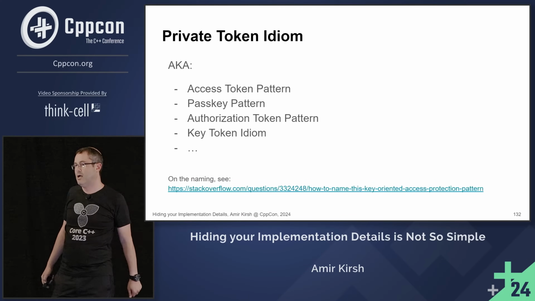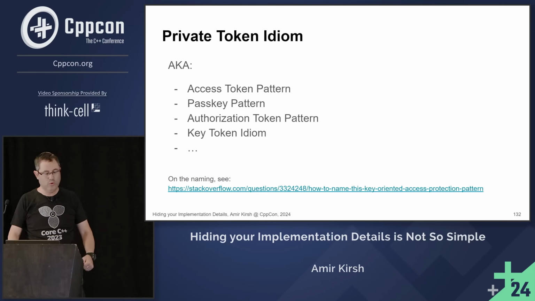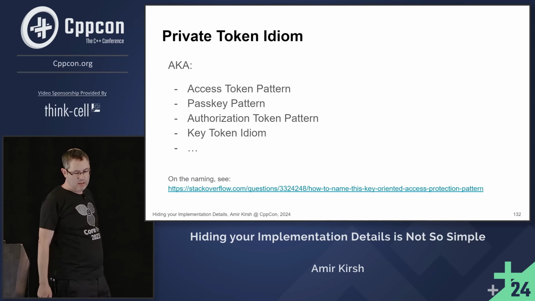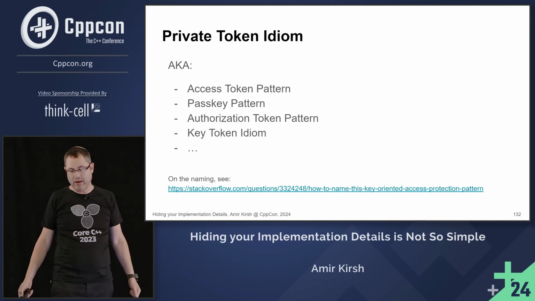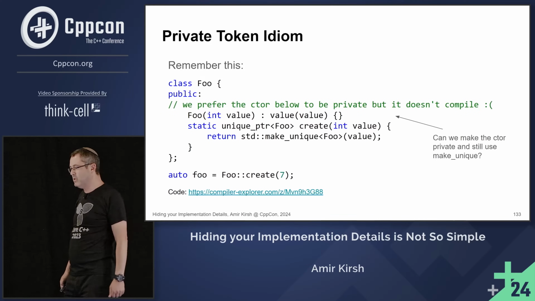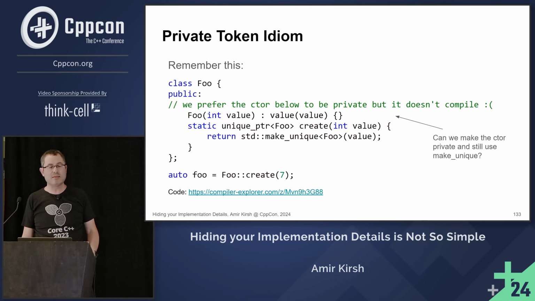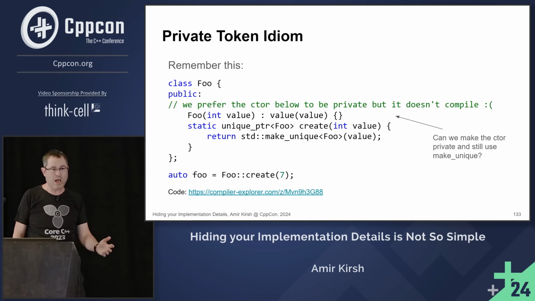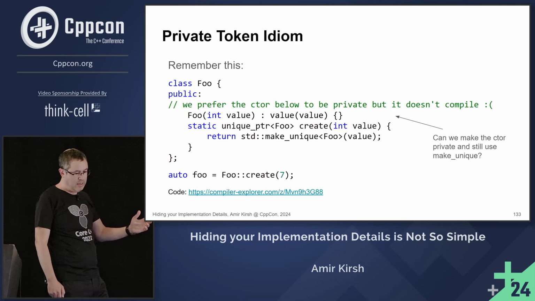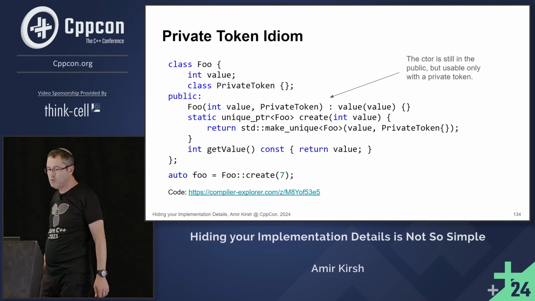So we have a problem that is being solved with something called the private token idiom, which has other names as well, with an entry in Stack Overflow discussing what the name is, which comes up with all these names and others. And the problem started with Foo as a public constructor. The constructor shouldn't be public, but there are technical reasons why it is problematic, or I can even say we cannot put it in the private. So instead of putting that in the private, I would do something else.